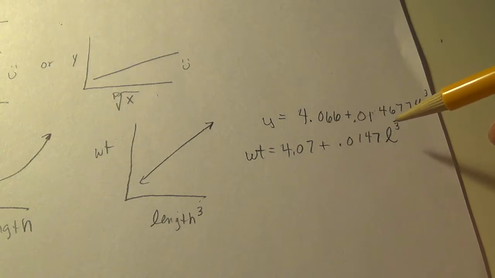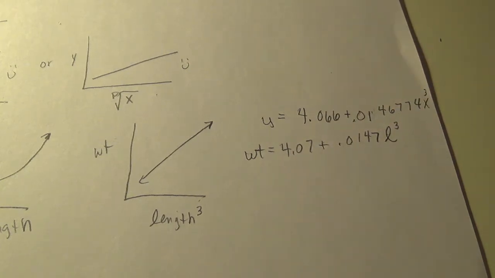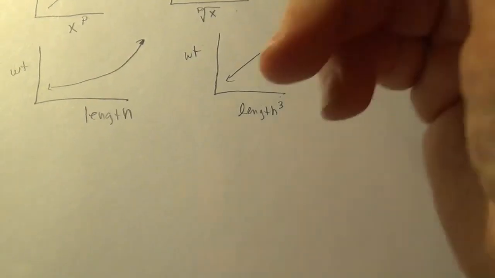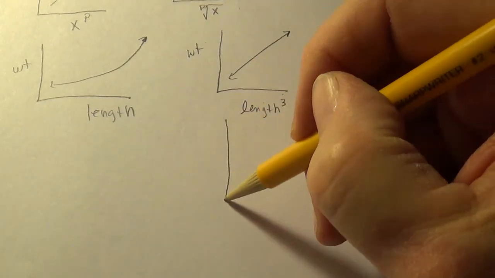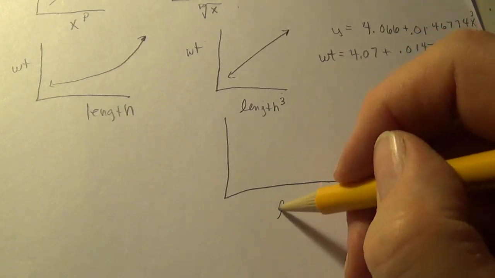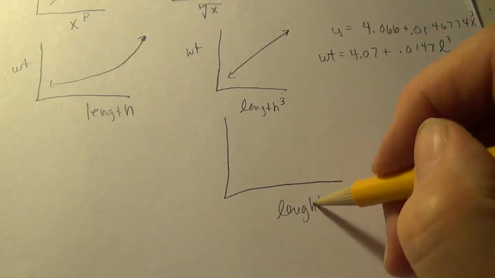So what else could we do? I talked about the root as well as straightening it out. So let's try that. What if we put length here, length.